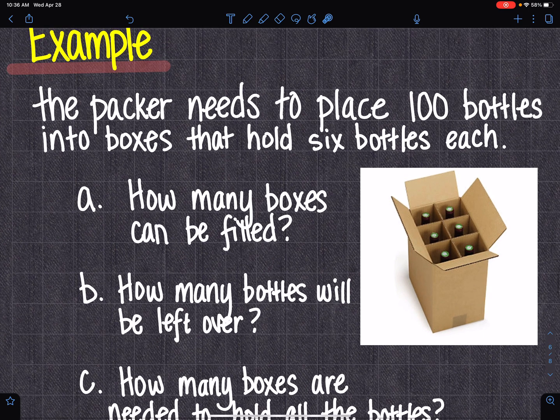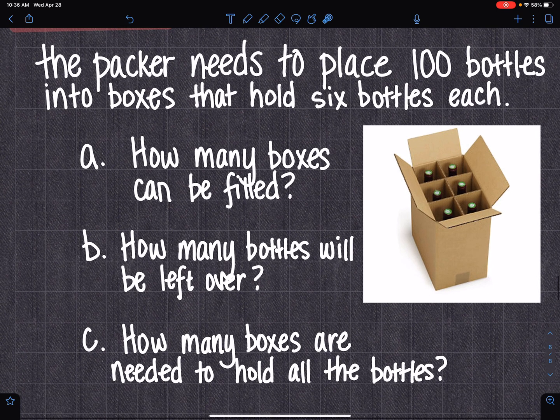Example, the packer. There's a guy that's called the packer, and he puts bottles in boxes. That's what he does. The packer needs to place 100 bottles into boxes. Okay, so now we know he has 100 bottles. The boxes hold 6 bottles each.